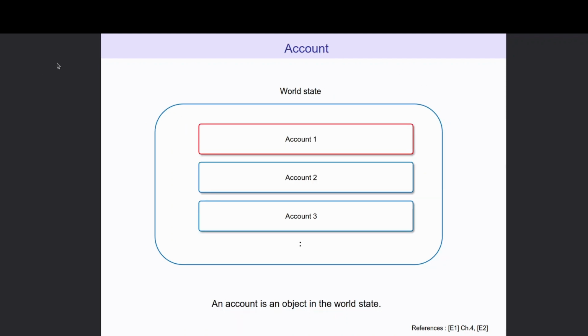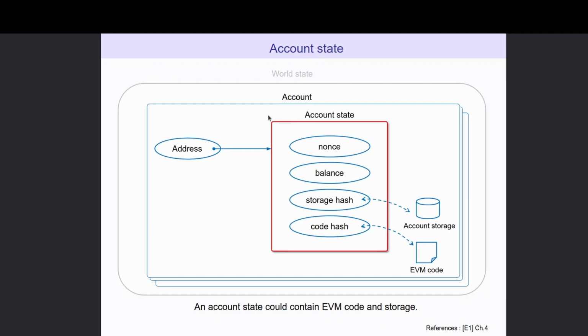An account is a key object in the world state. It uniformly identifies a single entity living within the virtual machine. Its identifier is an account address. In EVM, it's a 20 bytes long stream of bytes. Each account also consists of an account state. Account state consists of its address, which is its key, and its state.